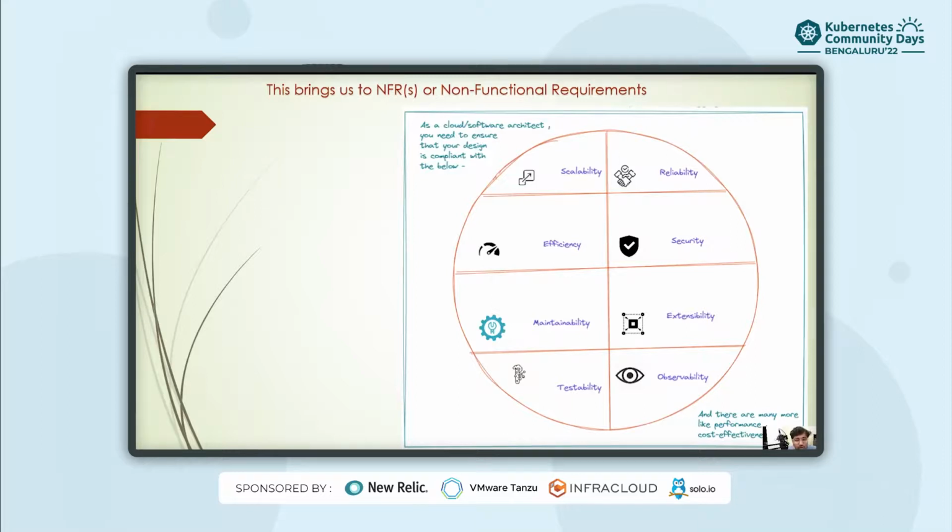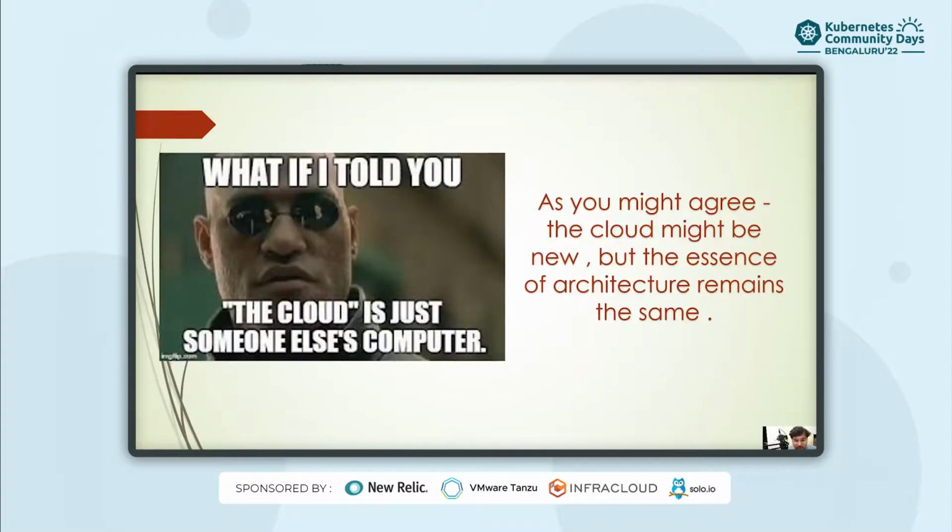As a cloud or a software architect, our job is to ensure that our design is compliant with these NFRs. If my design is compliant with these NFRs, then it's automatically scalable, it's automatically reliable, then I automatically get a well-architected design. What is the most important thing that I need to focus on? That the essence of architecture has remained the same.